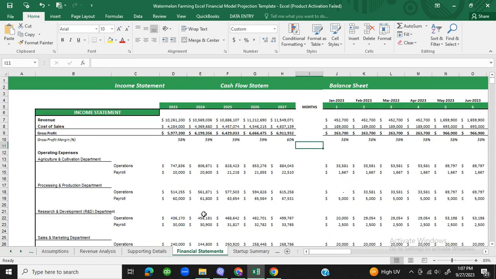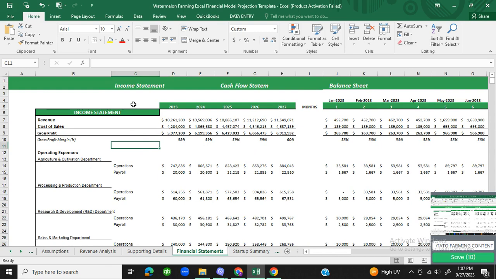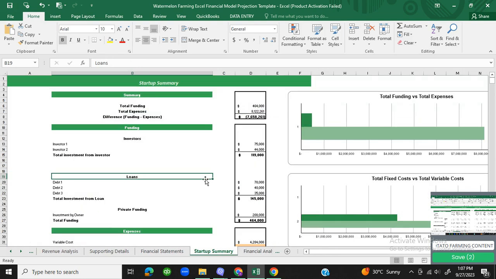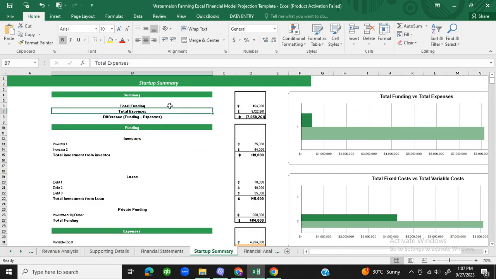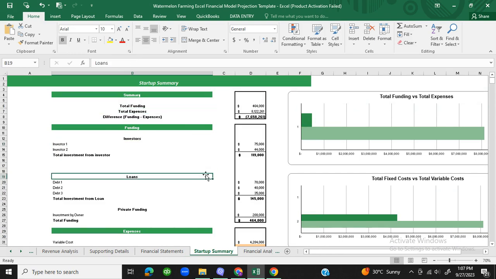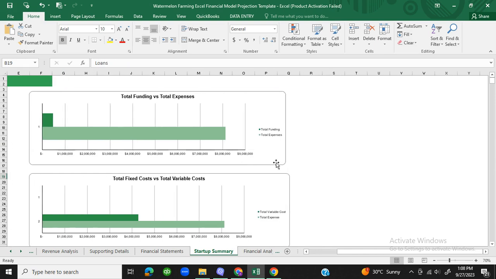In the next sheet, we have added all the three main financial statements, that is income statement, cash flow statement, and balance sheet, both annually and monthly. The startup summary shows all the total fixed expenses and the total funding in the first year of business. It also shows the graphical representation of the comparison of total expenses and total funding, as well as total variable cost and total fixed costs.